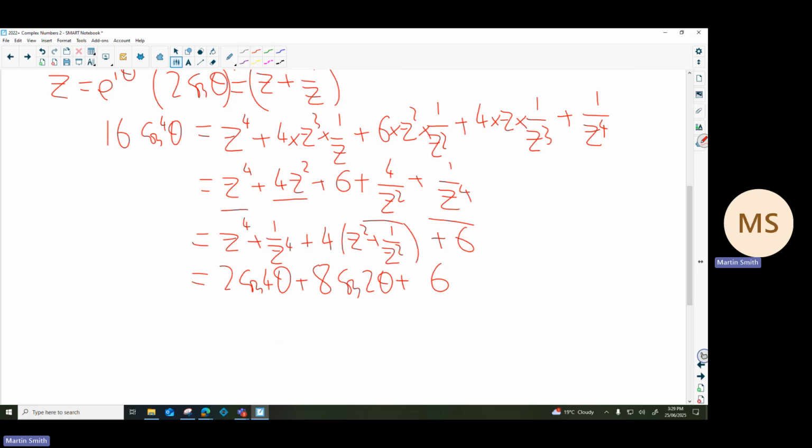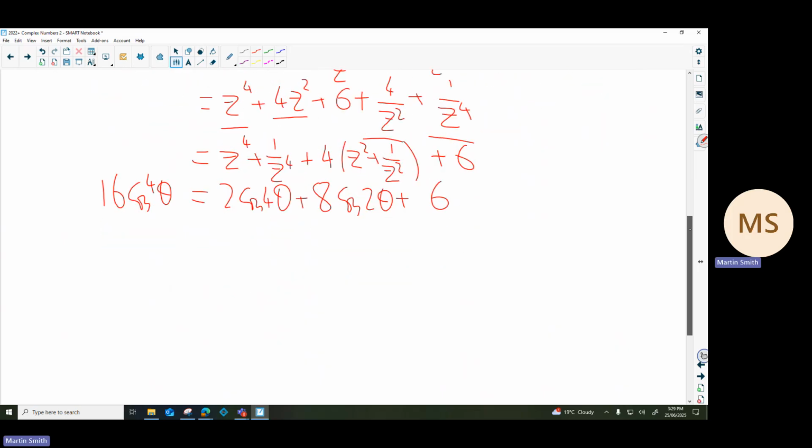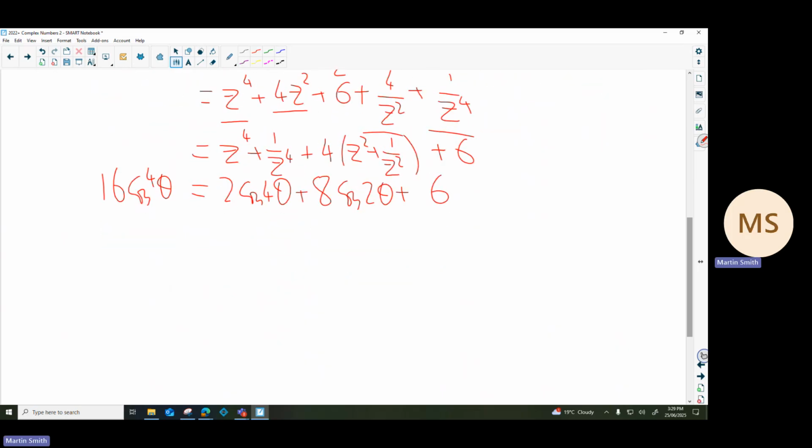And remember, this is an identity for 16 cos to the 4 theta. So consequently, to get my identity for cos to the 4 theta, which in an exam is likely to be a show that, you just divide by 16 and you get cos to the 4 theta is 2 over 16, which is 1/8 cos 4 theta, plus 8 over 16, which is 1/2 cos 2 theta, plus 6 over 16, which is 3/8. That's the identity that we are looking for.